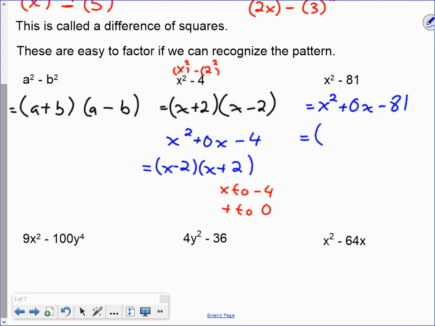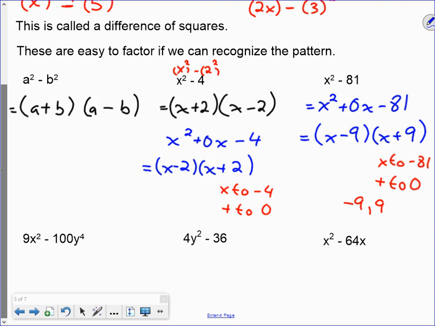Then I'm going to go ahead and factor x and x. I need 2 numbers that are going to multiply to -81 and add to 0. So what multiplies to -81? Well, it's going to be 9 and -9, or -9 and 9. So those are the terms that are going to go in there, -9 and +9.